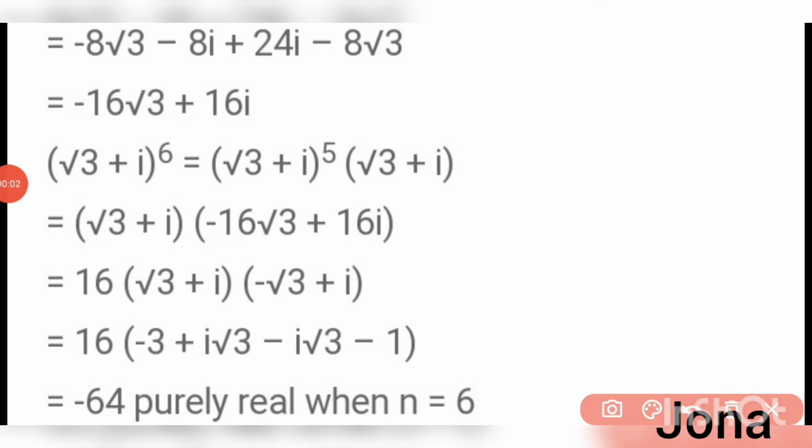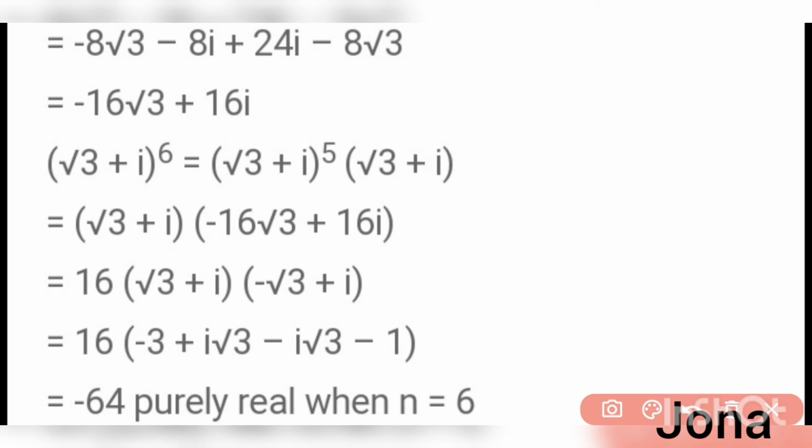So we can simplify here. This minus 8 root 3 plus minus 8 root 3 is nothing but minus 16 root 3, and minus 8i plus 24i is 16i here. So here also we have the real and imaginary parts there. So let me take n equal to 6 here. So (root 3 plus i) the whole power 6 can be written as (root 3 plus i) the whole power 5 into (root 3 plus i) here.